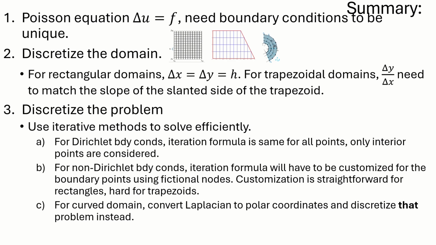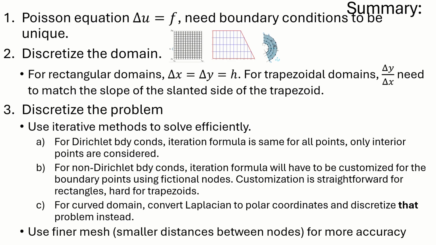Finally, for increased accuracy, we use a finer discretization of our domain. That is, we decrease the distance between nodes.